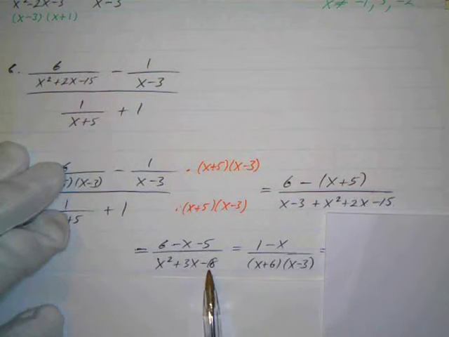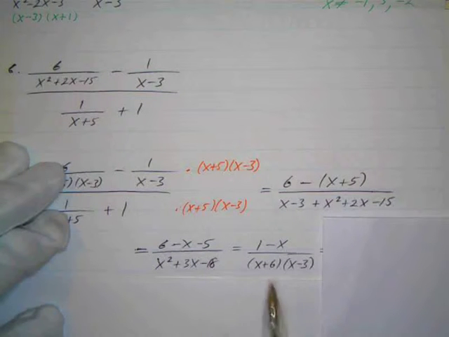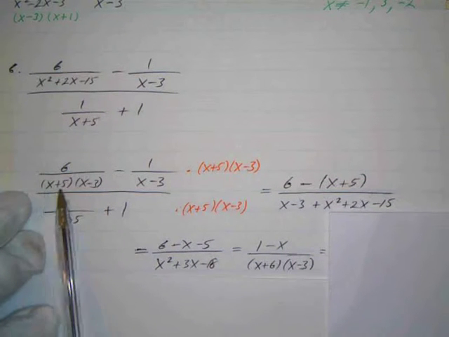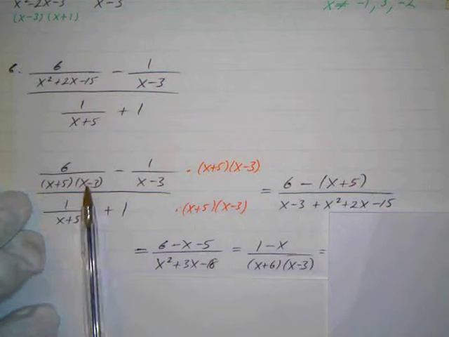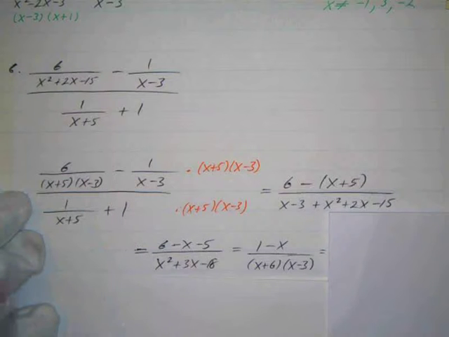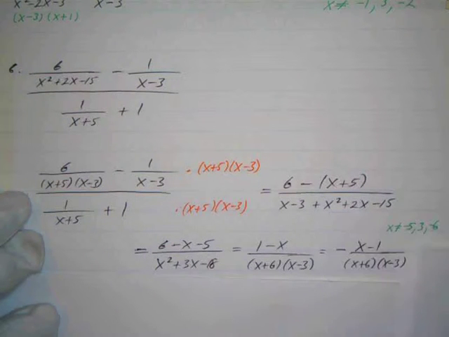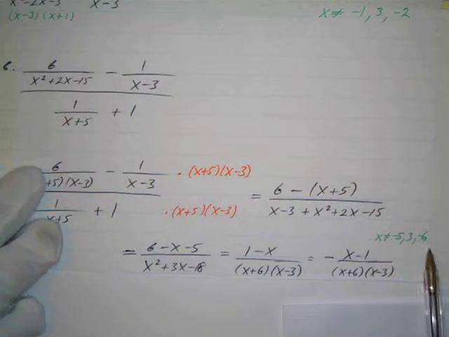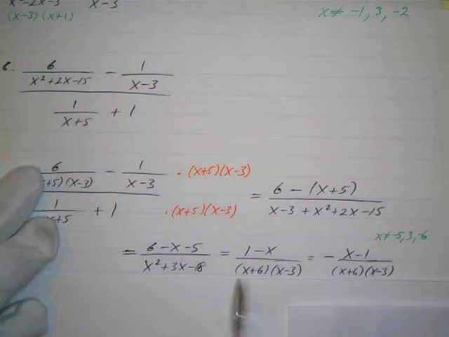This simple trinomial factors to be this. Now, I could leave it in this form, but it's nice because this helps me with the restrictions on the domain. Because we can see that x can't be negative 5, it can't be positive 3, because that's going to give me zeros in these denominators. And it cannot be also negative 6, because that's going to give me a 0 there. So those are the restrictions on my domain. X can't be negative 5, 3, or negative 6. And this is my simplified form.